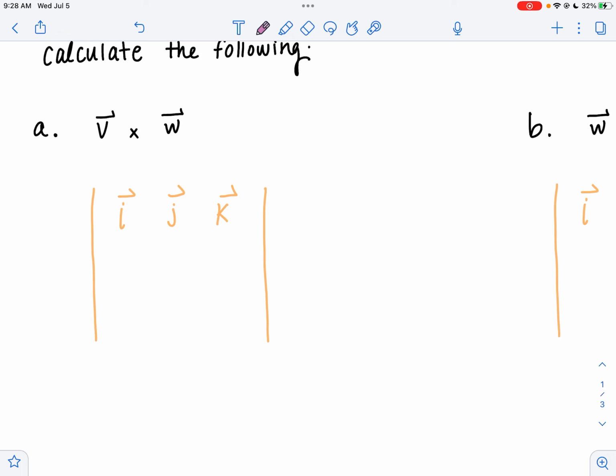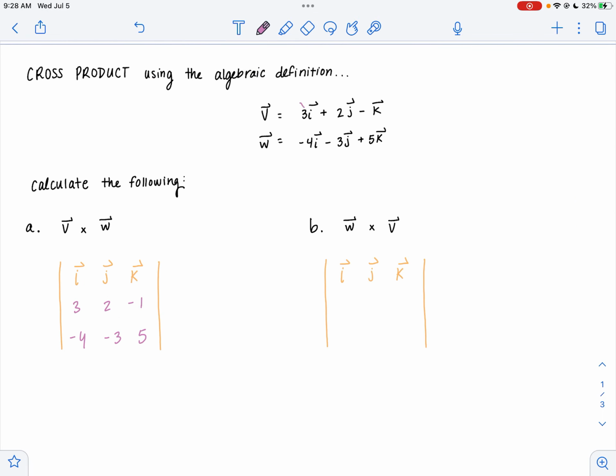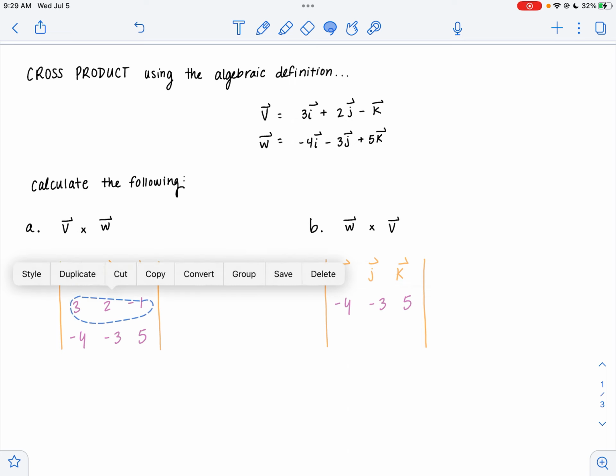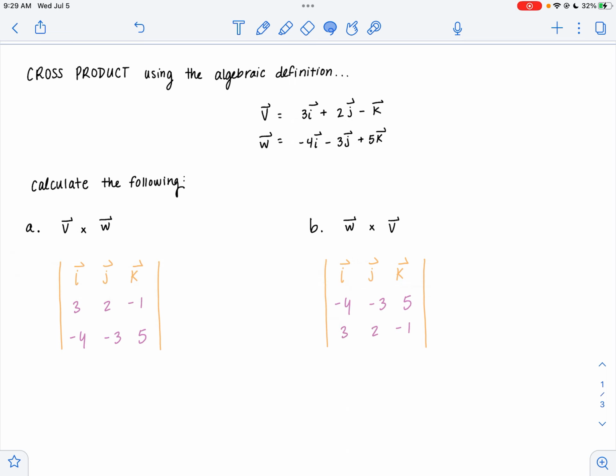So for v cross w, it's going to be 3, 2, and -1, and then -4, -3, and 5. And again, those correlate to each of our coefficients here. Now for our problem B, kind of setting these up just as we go to show you how they might be different. Those would be swapped because w comes first in this cross product, and that does matter in this case. These coefficients for w would need to come first, as in the first row that you write after using i, j, and k as the vectors at the top.